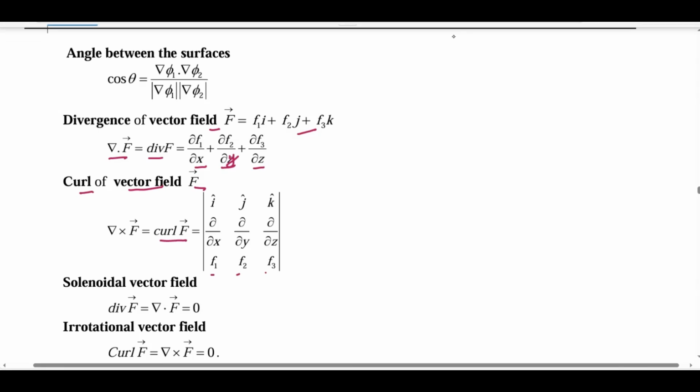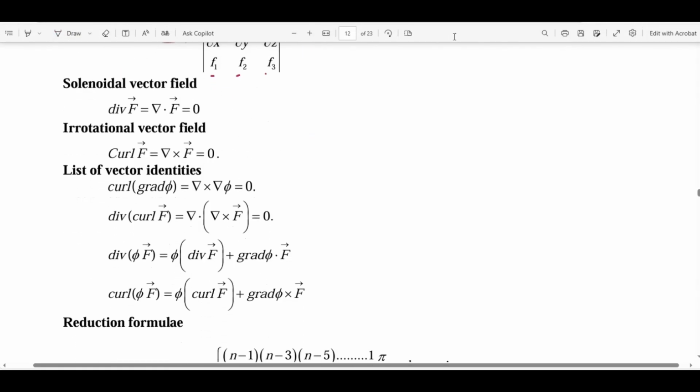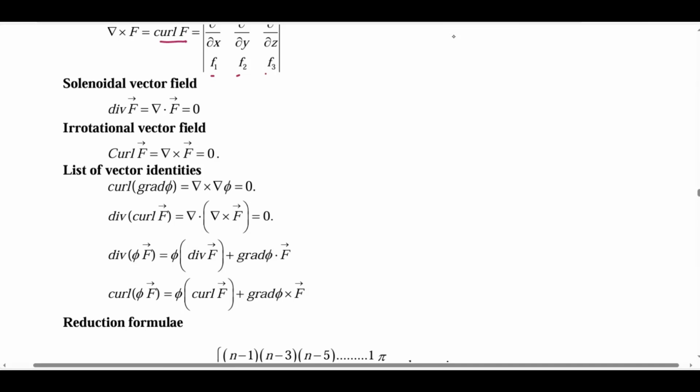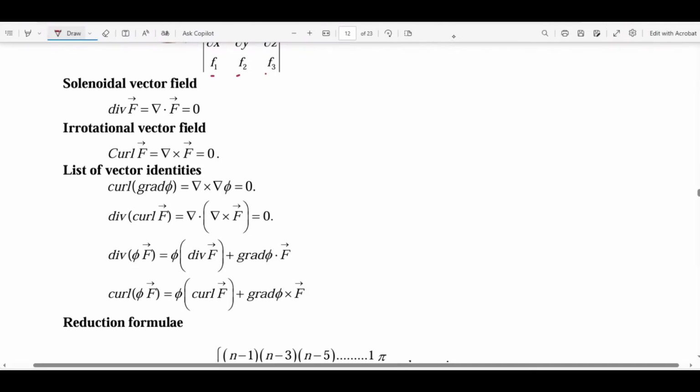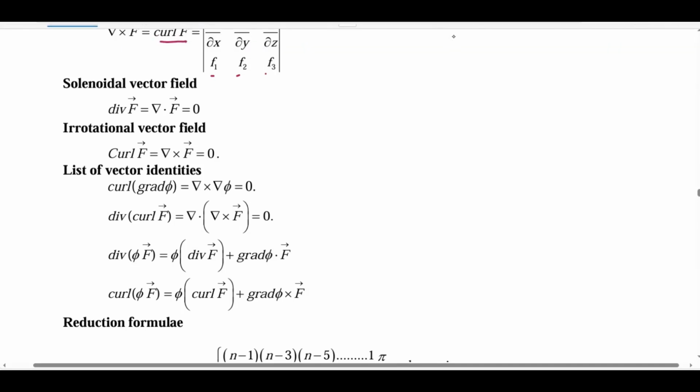Then we have the solenoidal vector field, that will be div f vector equals 0. Irrotational vector field will be curl f vector equals 0. Then the list of vector identities: curl grad phi will be del cross del phi, which is 0.